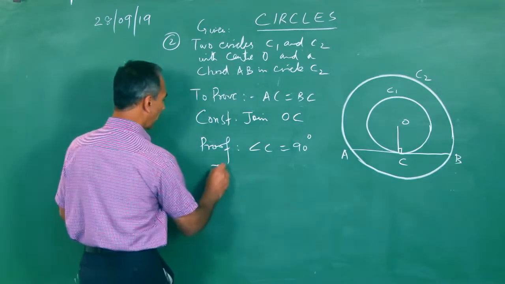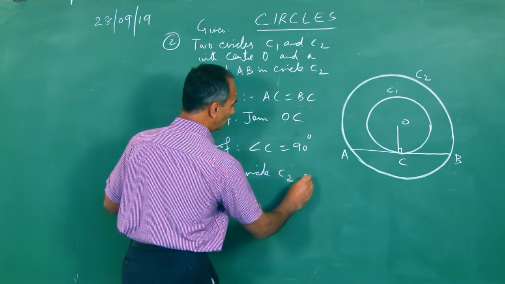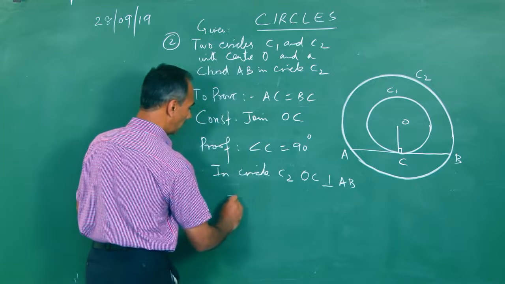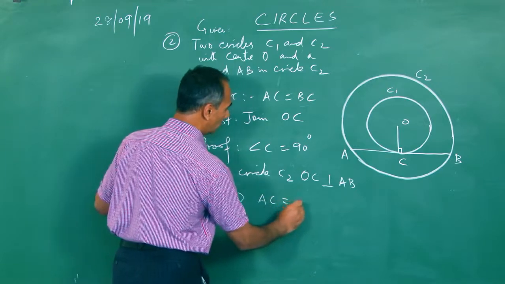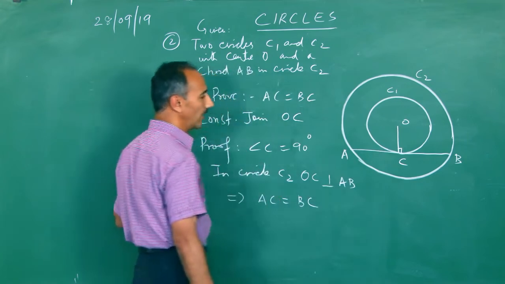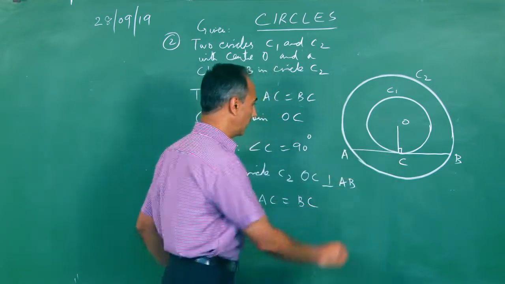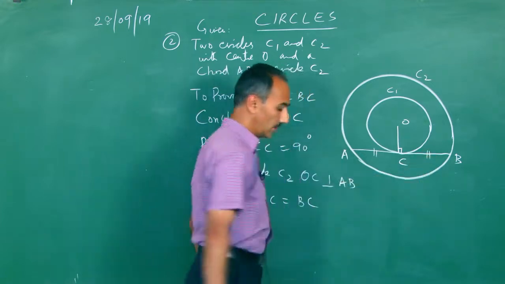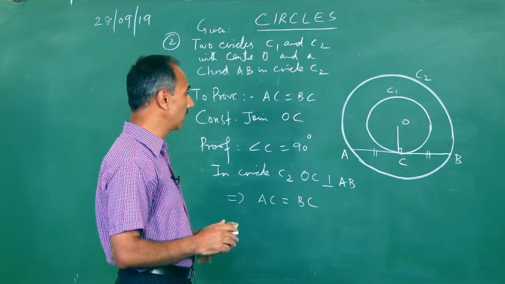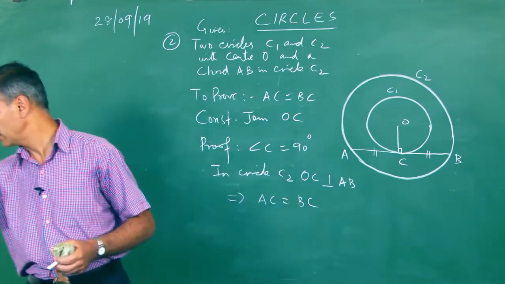So we say in circle C2, OC is perpendicular to AB. So it implies that AC is equal to BC. Why? Reason is perpendicular from the center bisects the chord. So AB is chord, it bisects. That means AC is equal to BC. So again, we have applied the tangent radius theorem to this sum. Let's try to move further.